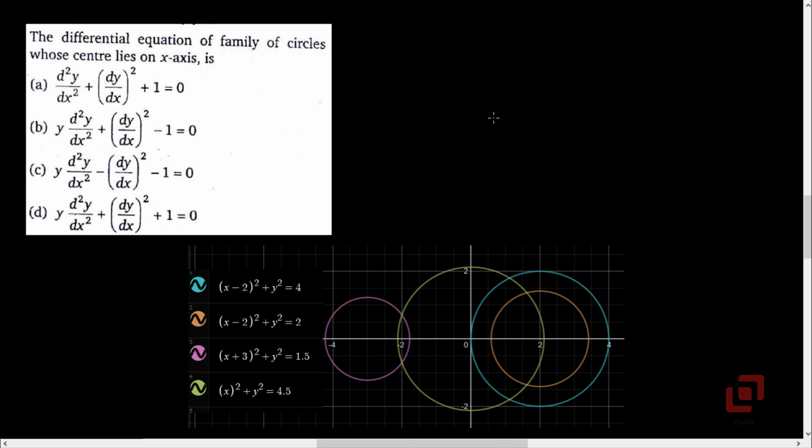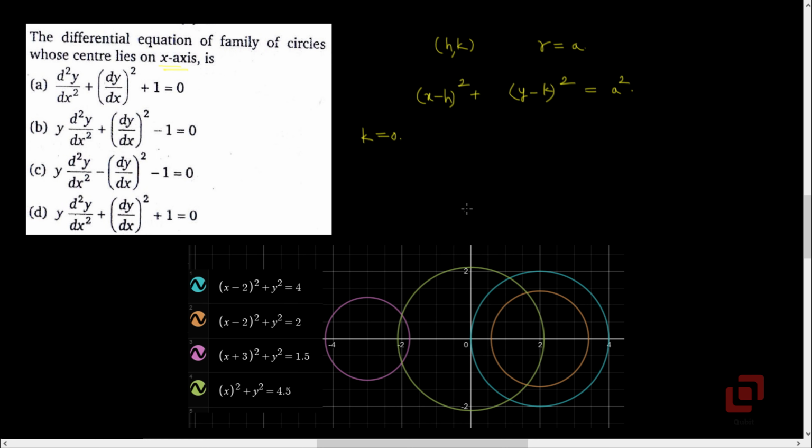The differential equation of the family of circles whose center lies on x-axis is. To solve this problem, we should first know the general equation of any circle in the xy plane. If the circle's center is at the point h, k, and if the radius of the circle is a units, then the equation of the circle is given by x minus h squared plus y minus k squared equal to a squared.